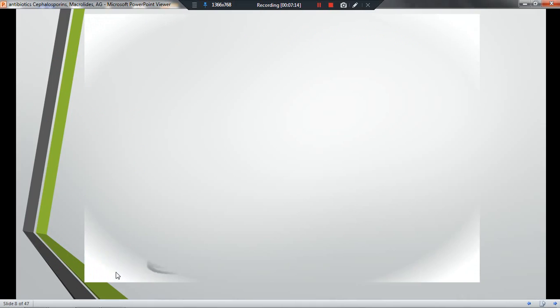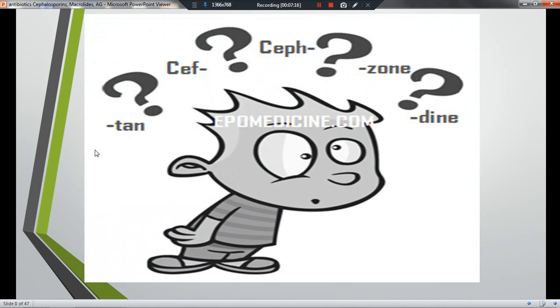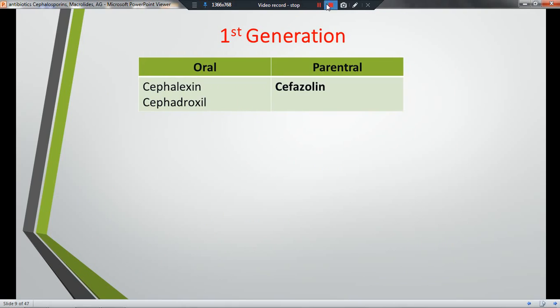Okay. So don't be in this situation after this classification. We'll discuss each of these generations once more and you'll get a better idea. So first we come to first generation. First generation, you can again divide them as those which we can give orally and those which we can give parenterally. So learn one example.